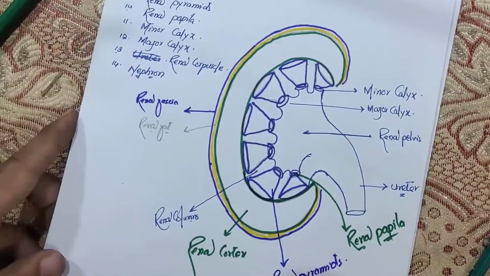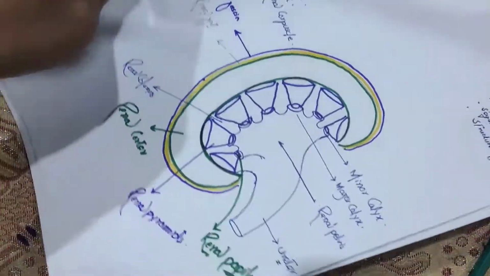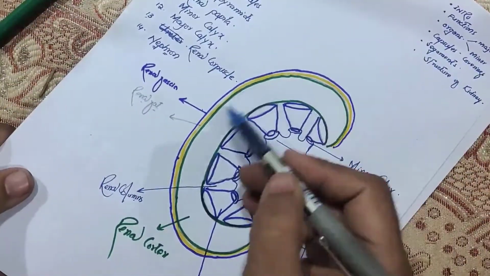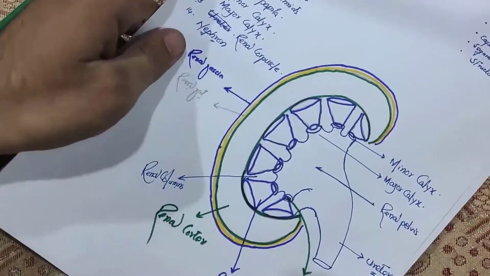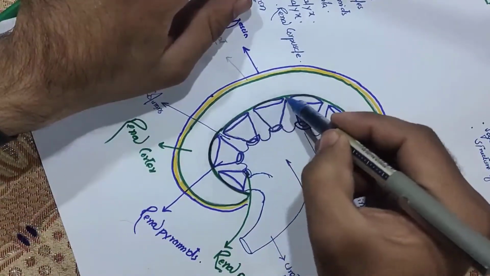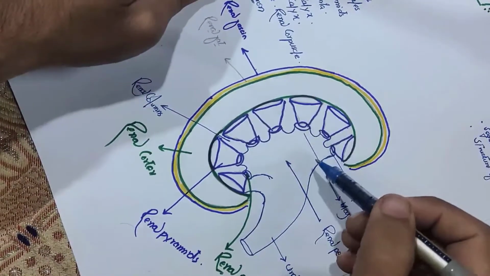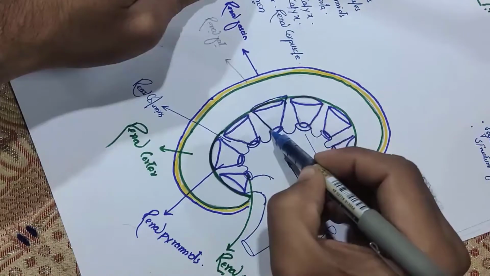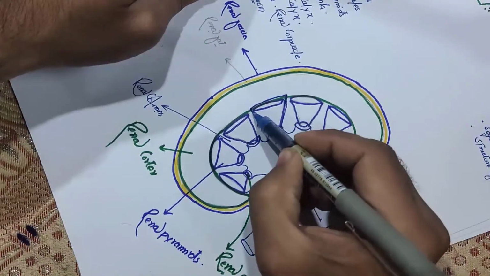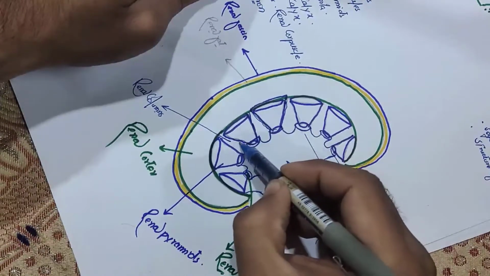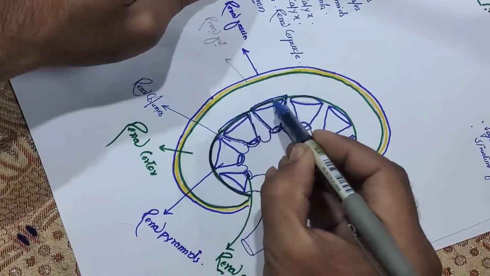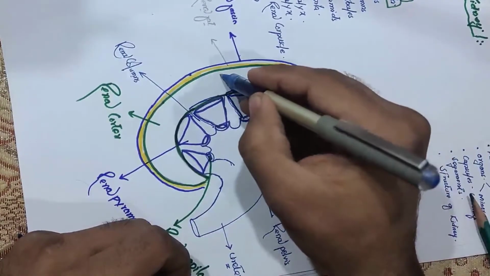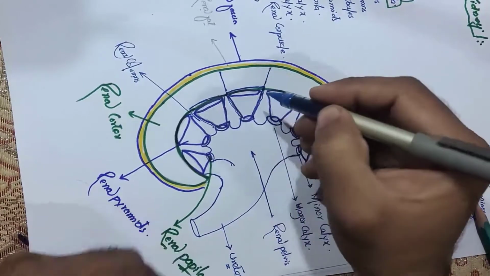Clear, friends? Now look, let us see some other structures which are present inside your kidney. Let's come from the cortex and go down and down. Renal lobes. Look, these renal pyramids make the lobes of the kidney. This is one lobe, this is another lobe. And look carefully, along this pyramid you will take the part of the cortex also.